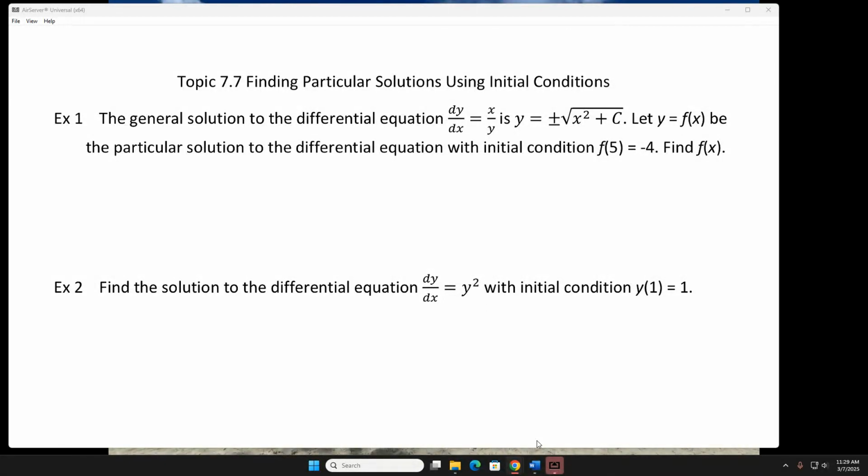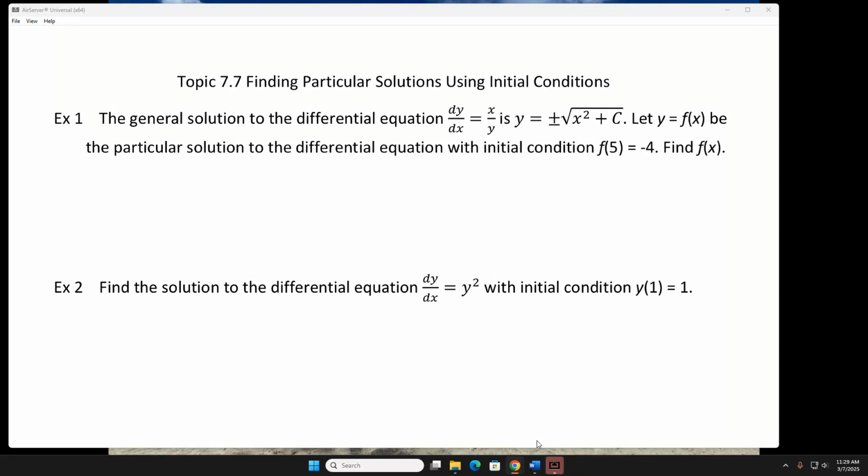Alright, so today you're going to be finding a particular solution to a differential equation when we have an initial condition. And so example 1, we have the differential equation and the general solution for it. The differential equation is dy over dx equals x over y, and it has already been solved for the general solution, and it's y equals positive or negative square root of x squared plus c.